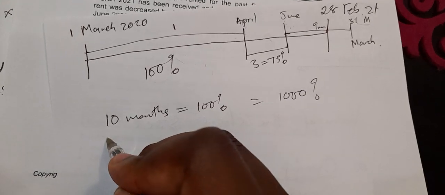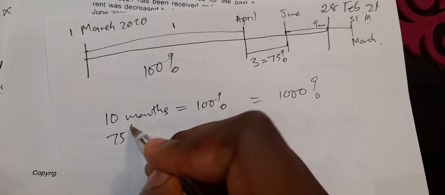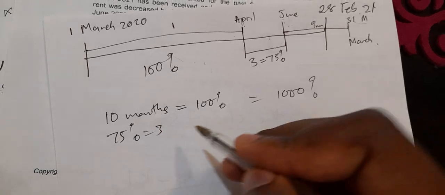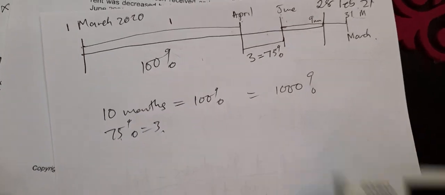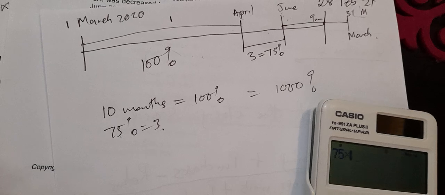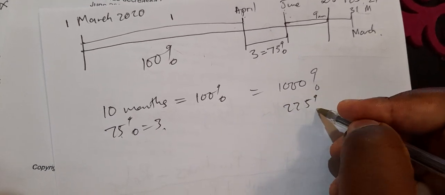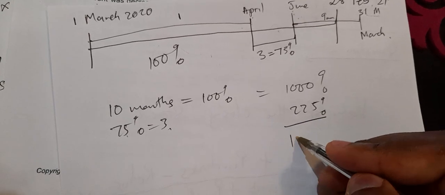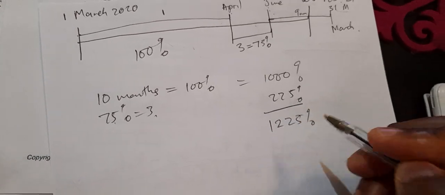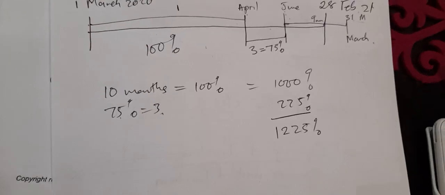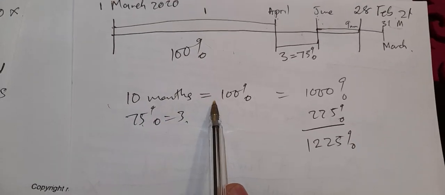Then we can say the 75% was for 3 months. So we multiply 75 by 3, and that gives us 225%. So the total percentage is 1,225%.